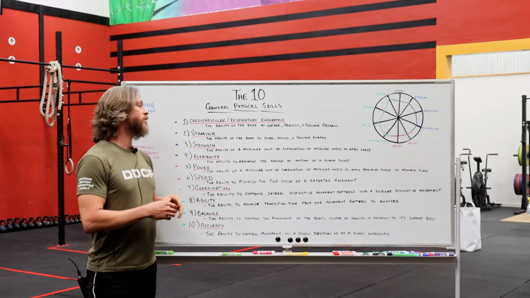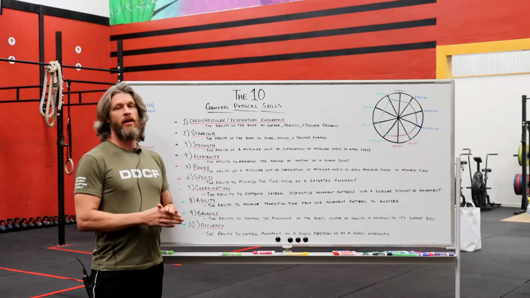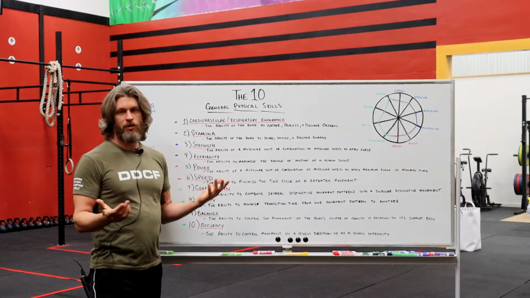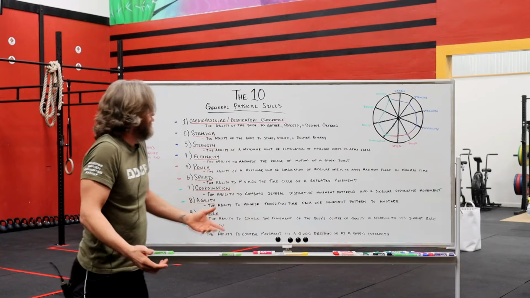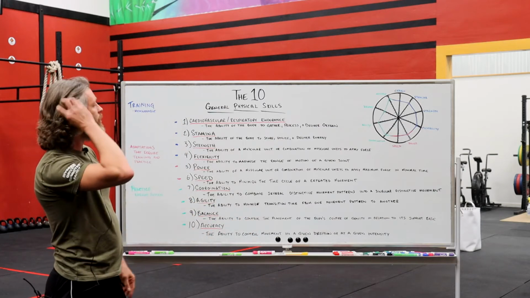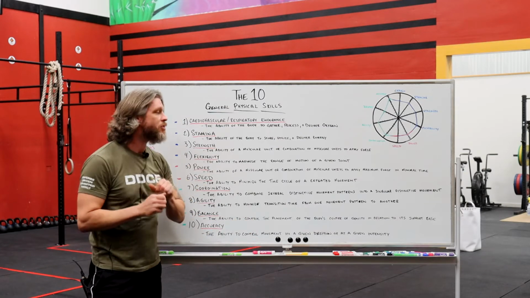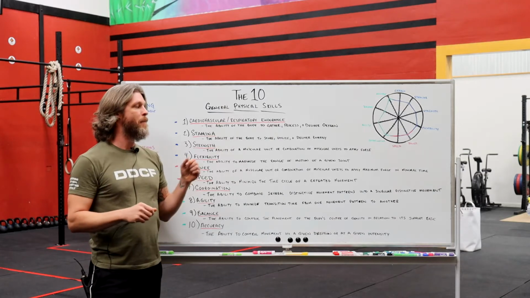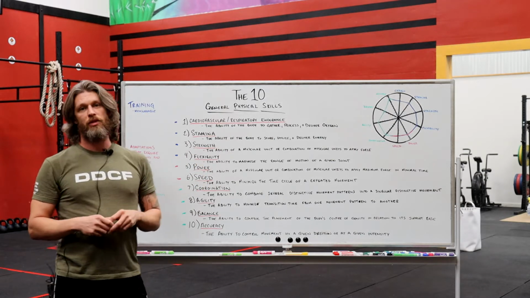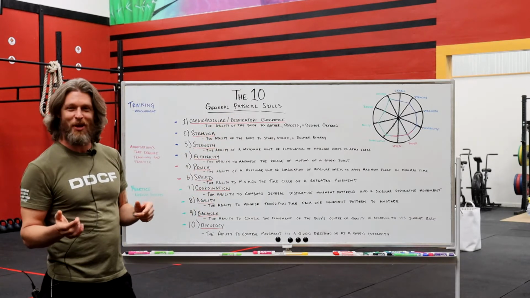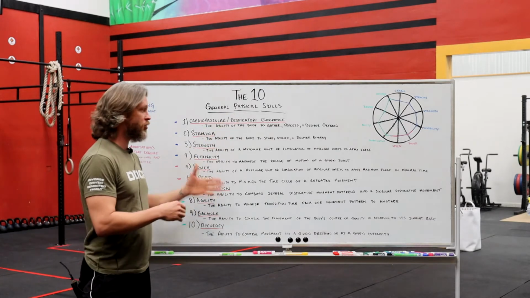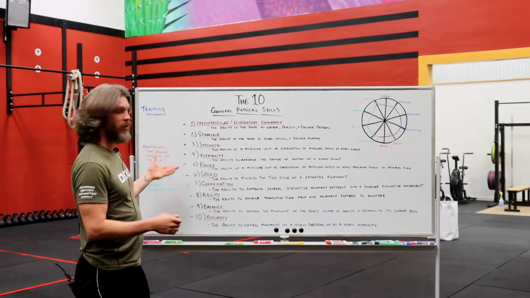Flexibility, the ability to maximize the range of motion of a given joint. That one's pretty straightforward. If you can reach over and touch your toes, you are relatively flexible. Power, the ability of a muscular unit or combination of muscular units to apply maximum force in minimal time. That's creating power. There's a cool physics formula that I probably can't explain well enough. But you are strong and you are fast, that creates power.